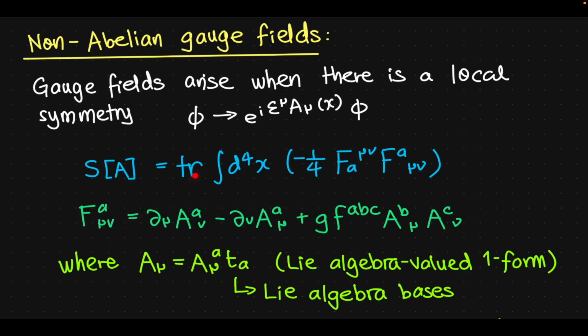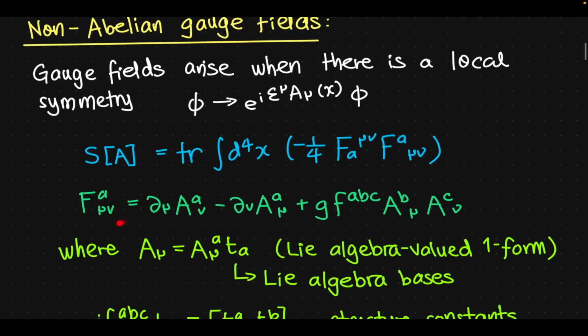So that's why we have a trace, because each of these elements are actually matrices. So to get a scalar for the action, we have to take a trace over all of them. Okay, so moving on.